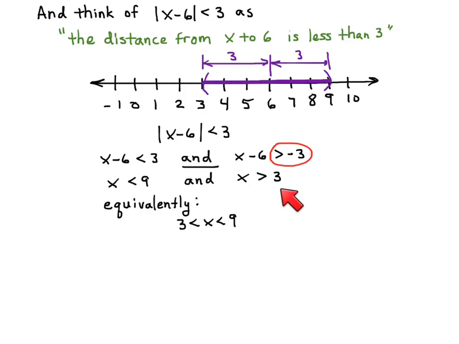So just to kind of illustrate what I'm talking about here, x has to be greater than 3. Now if x was 10, it's greater than 3, but it doesn't work in this equation because x also has to be less than 9. And if I choose x to be 10, it's not a solution. Yes? Sorry.